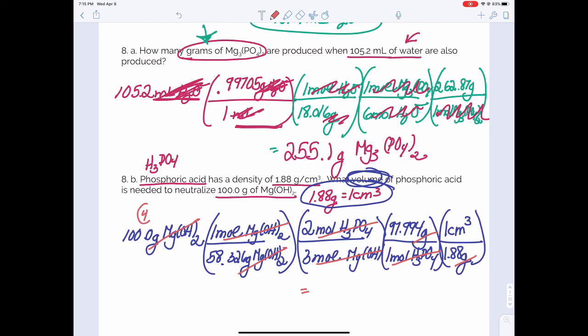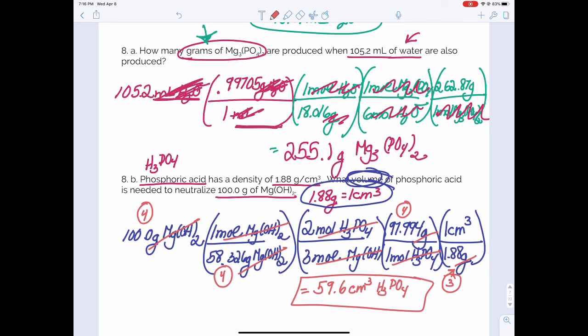Okay, significant figures, that number has 4. All the numbers off the periodic table have 4. Density does count. How do we know the density of phosphoric acid? We measured it at some point. So the fact that that only has 3 significant figures does mean that my answer is only going to have 3 significant figures. So 59.58 rounds up to 59.6, and that would be centimeters cubed or milliliters of phosphoric acid.